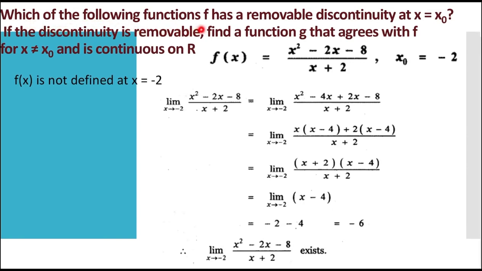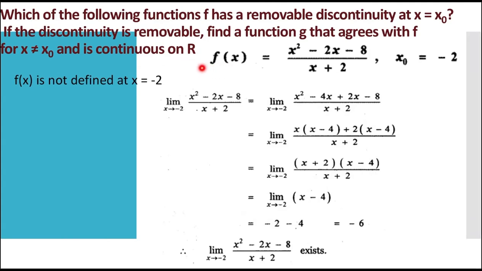Which of the following functions f has a removable discontinuity at x is equal to x naught? If the discontinuity is removable, find a function g that agrees with f for x is not equal to x naught and it is continuous on R. So, here we have the function f which has a removable discontinuity at this point x is equal to x naught. So, we have to redefine a function g that agrees with f for x is not equal to x naught and it should be continuous on R.